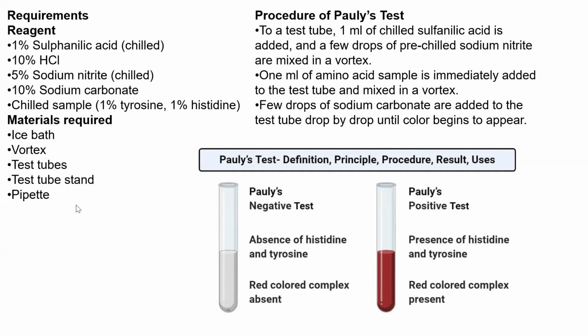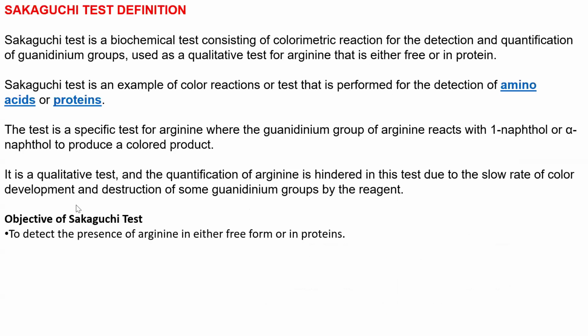color begins to appear. So the presence of red color complex indicates the presence of tyrosine and histidine, while the absence of the red color indicates that histidine and tyrosine are absent in this type of test, which is called Foley's test.